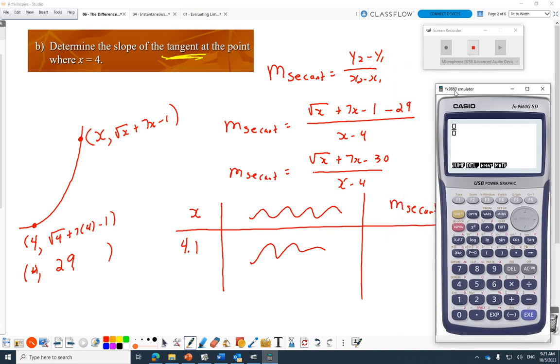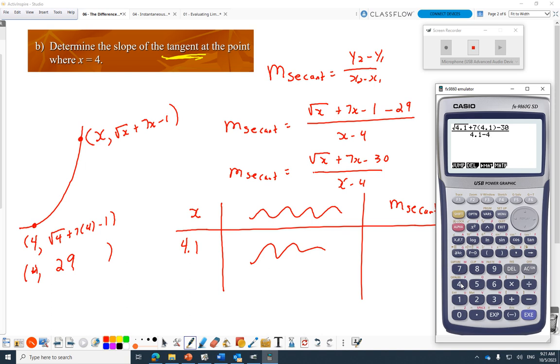Root 4.1 plus 7 bracket 4.1 minus 30 over 4.1 minus 4. Now, after all that typing, you're like, I don't know that this is actually saving time, Mr. Todd. I could have just subbed, done the slope. Is this that much better? For the first one, maybe not. It's not a big time saver, but it is going to be in a second.